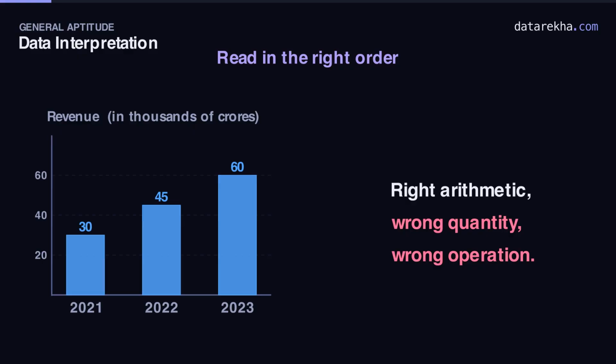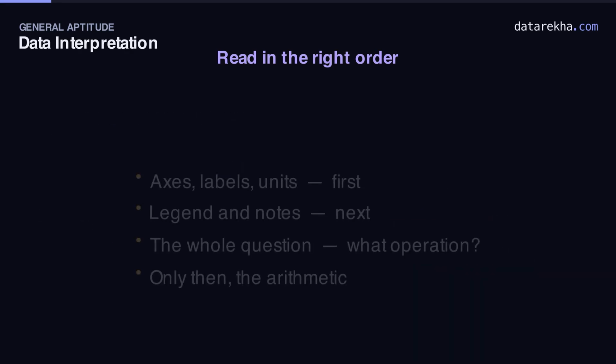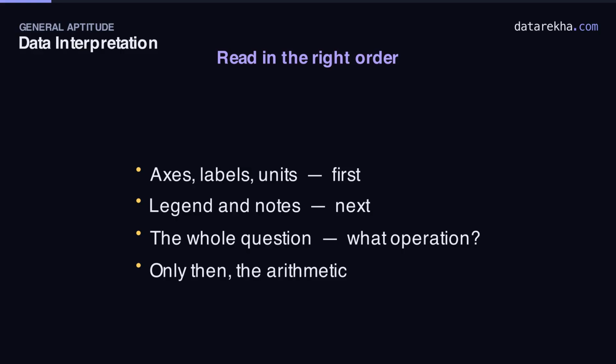That is what data interpretation really tests, not hard sums. Reading in the right order and choosing the right operation. So we'll keep one fixed routine for every chart and table. Read the axis, the labels, and the units first. Then the legend and any notes. Then the whole question, deciding what operation it wants. And only then do we touch the numbers.